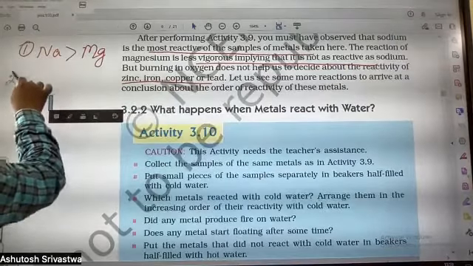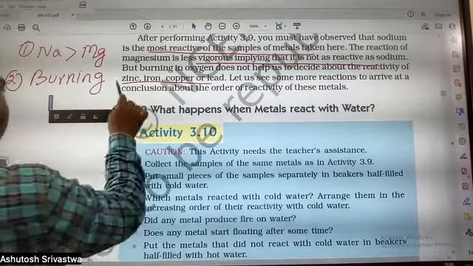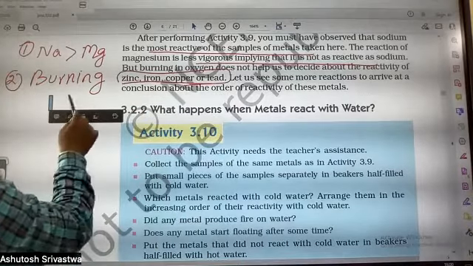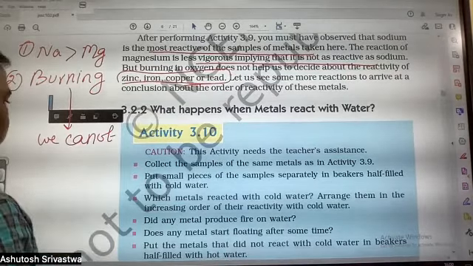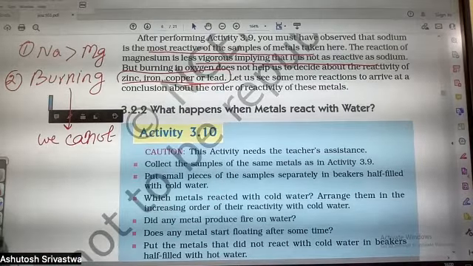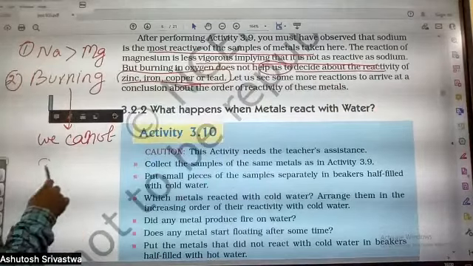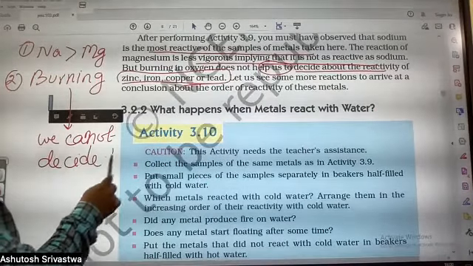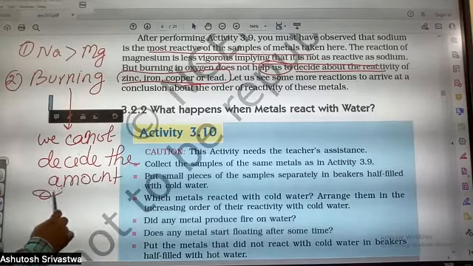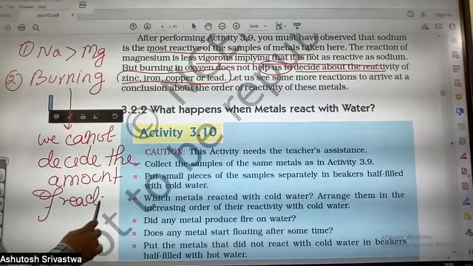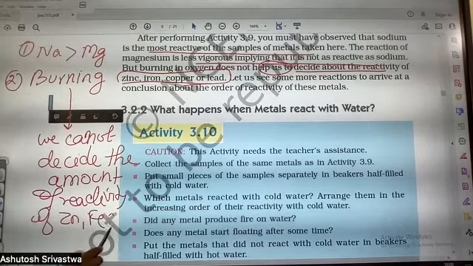This is the number one point. Reactivity wise, if burning is the criterion, then these metals do not burn easily. So by burning, we cannot decide the amount of reactivity of zinc, iron, copper, or lead.